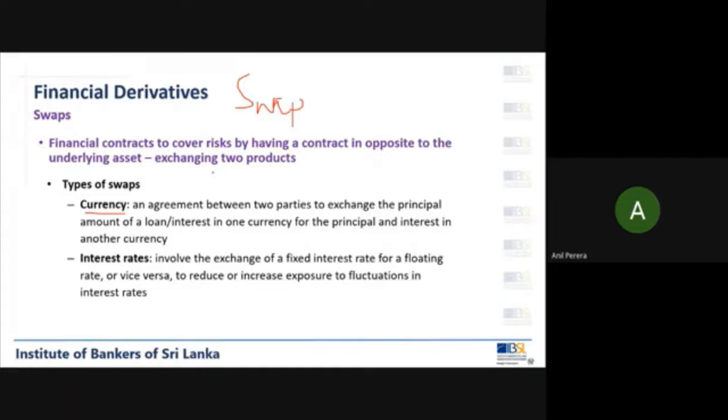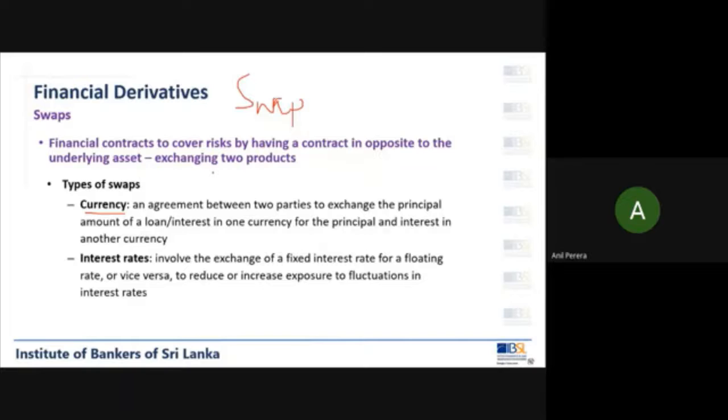What happens in a currency swap? A currency swap is a contract to buy foreign currency while having an opposite contract to sell the same foreign currency in the same quantity to another party. An agreement between two parties to exchange the principal amount of a loan or interest of one currency for the principal and loan interest in another currency.